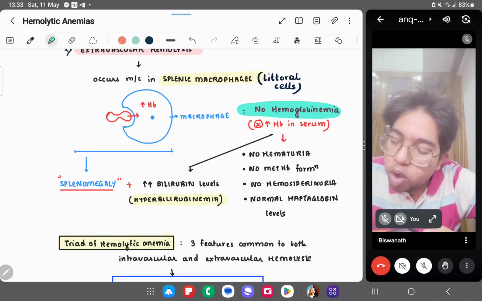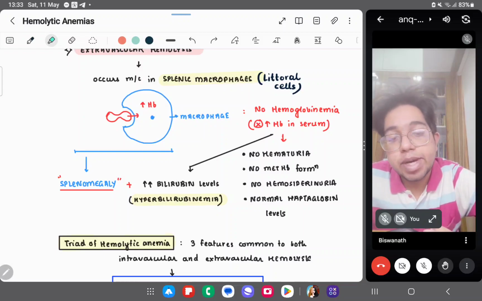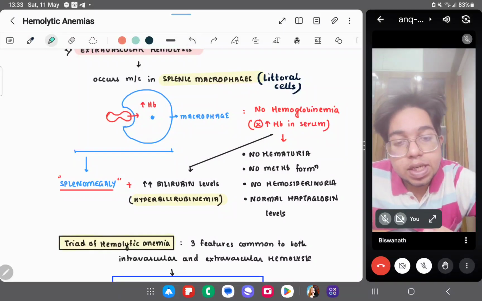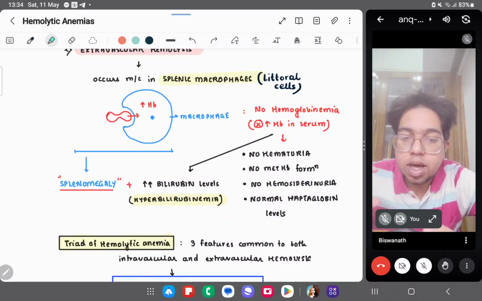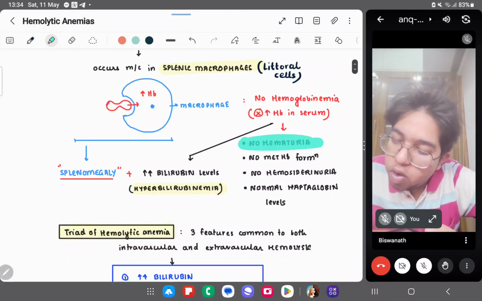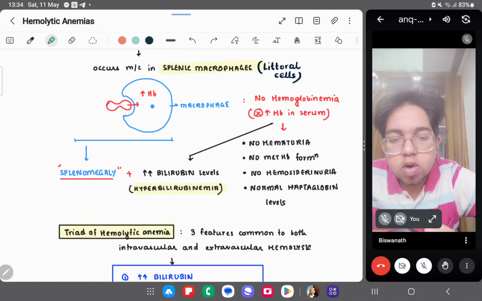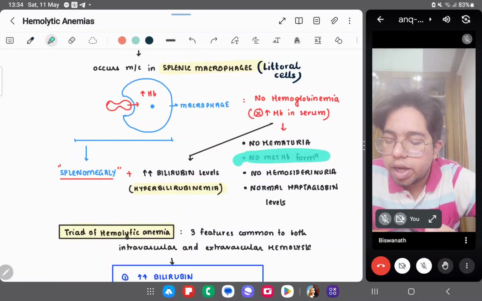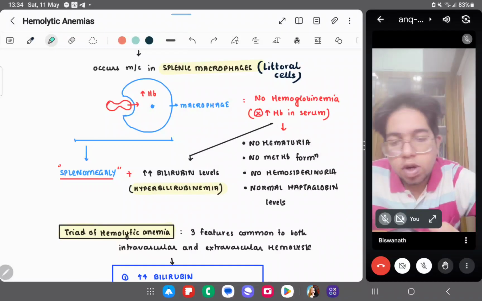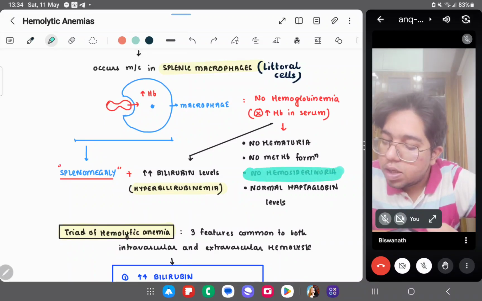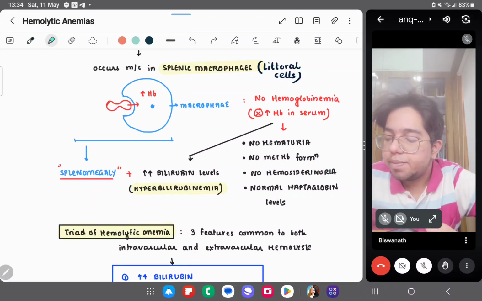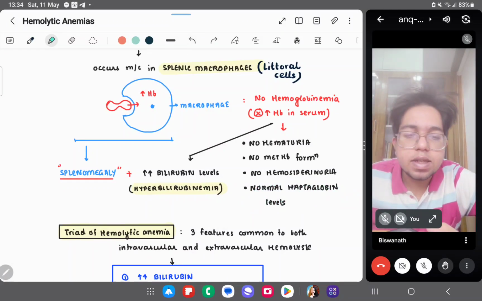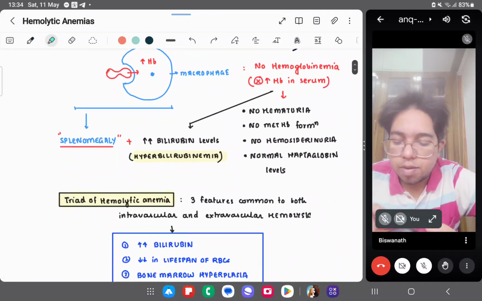Okay. So there will be no hemoglobinemia, because it is not leaked out into the serum. The hemoglobin is inside the macrophage. Okay. It is not leaked out. There will be no hematuria like that. It won't go to the kidney, right? The iron won't go to the kidney. No methemoglobin formation. The iron won't combine with the hemoglobin and all. There will be no hemosiderinuria, right? PCT cells won't get this hemosiderin-laden deposit. And normal haptoglobin, because haptoglobin is not bound, it is free. Okay, the levels are normal. LDH levels are also normal.